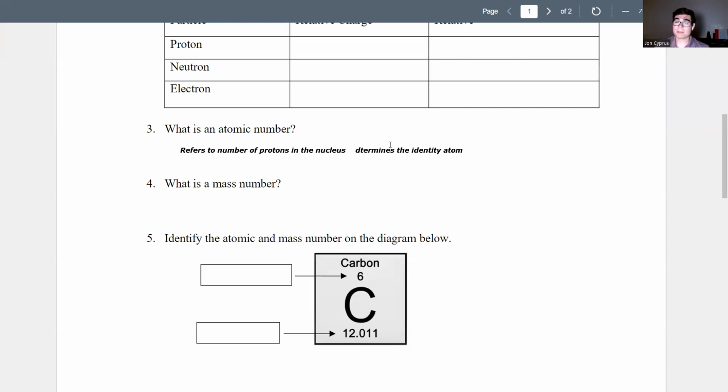What is a mass number? So the mass number of any atom is going to be the number of protons and the neutrons added together. So when you have a certain amount of protons and neutrons, you add them together, you get the mass of the atom, right? Because the electrons don't weigh anything. So we add up the total mass of the protons with the total mass of the neutrons.